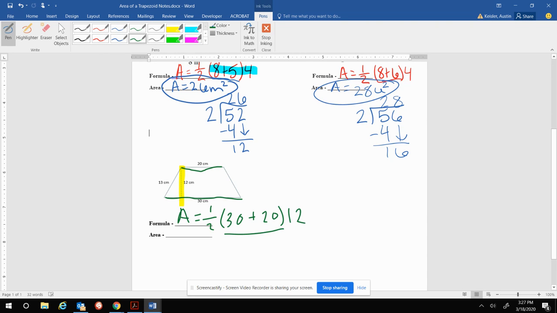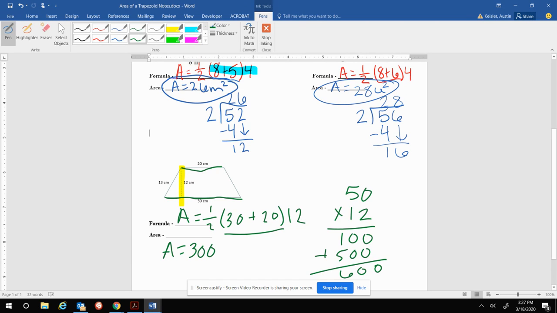So I'm going to add those two first. Well, we know 30 plus 20 is 50. And then 50 times 12. 2 times 0 is 0, and then 5 times 2 is 10. I'm going to add a 0, and then I'm just multiplying by 1, so it's going to be 50. So I get 600. And then this is the easy part right here. 600 divided by 2, or half of 600, we should already know, is 300. So my area is 300 centimeters squared.